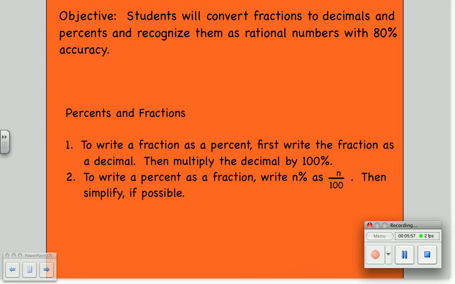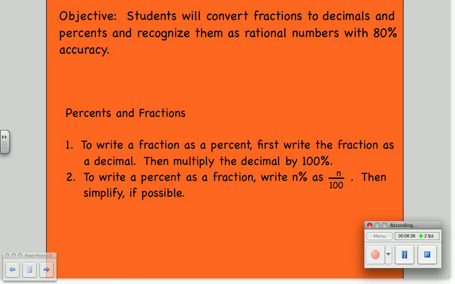So now we're going to be changing percents and fractions, okay? To write a fraction as a percent, first you have to write the fraction as a decimal, which is exactly what we did in Chapter 5, Lesson 5. Then multiply the decimal by 100%, which is what I just taught you to do a few minutes ago. To write a percent as a fraction, write the percent as a fraction. If the percent is 25%, then you write 25 over 100. And then simplify it if you can. So 25 over 100 would simplify to 1 over 4.